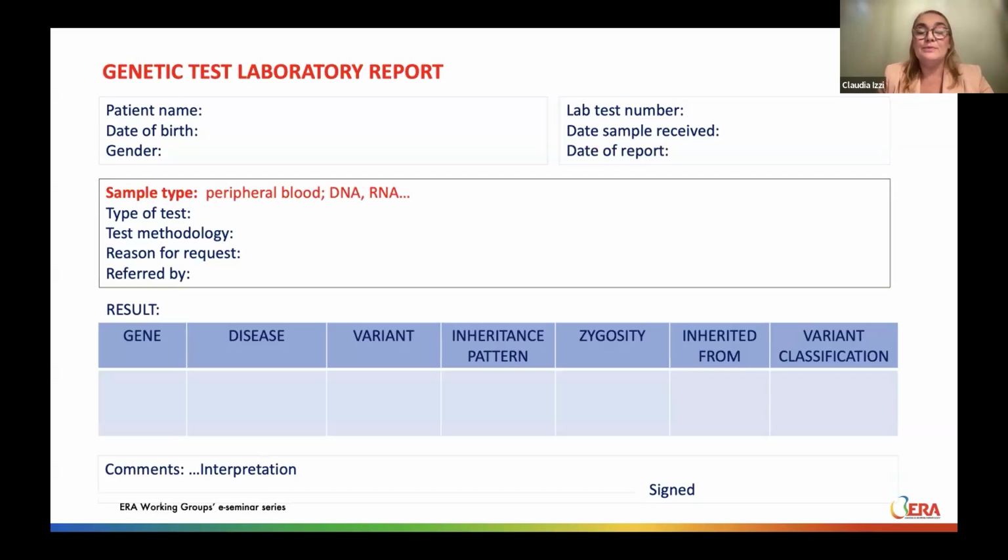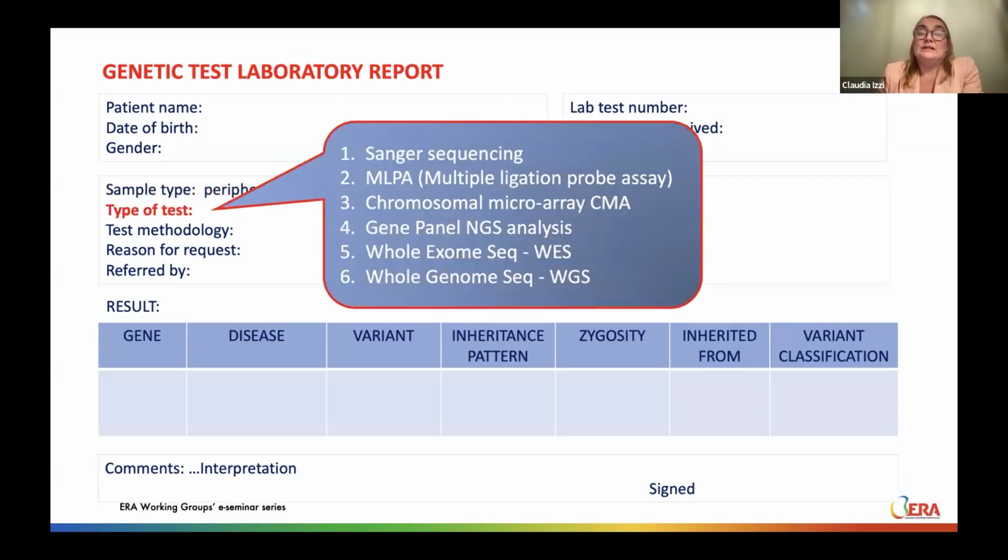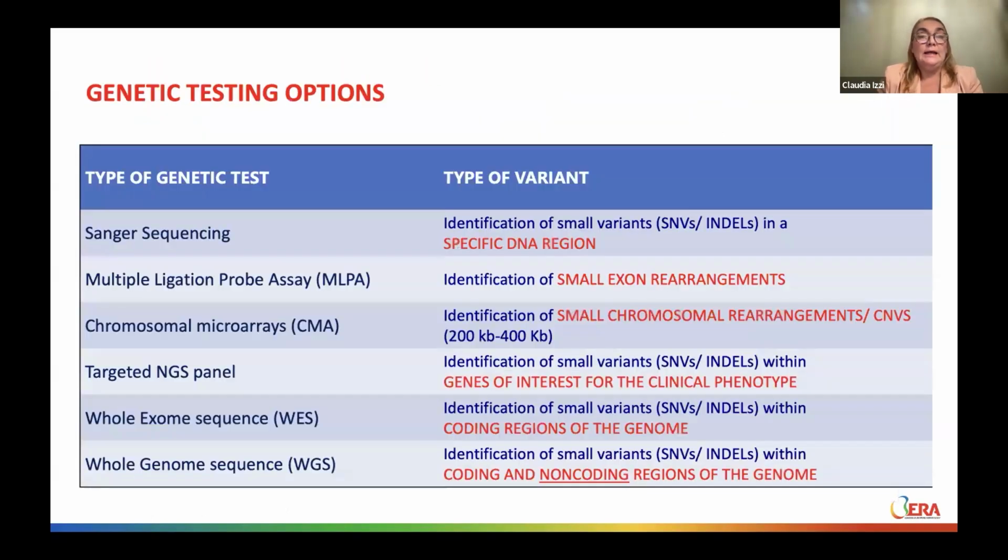And then we have a section on the type of test. So the sample type, usually peripheral blood, but we can have also DNA or RNA. The type of test here is the list. We can have Sanger sequencing or MLPA, chromosomal macroarray for CNV. Then we will see NGS analysis in multi-gene panel or whole exome or whole genome sequencing. And this is the list of types of genetic tests that we can have.